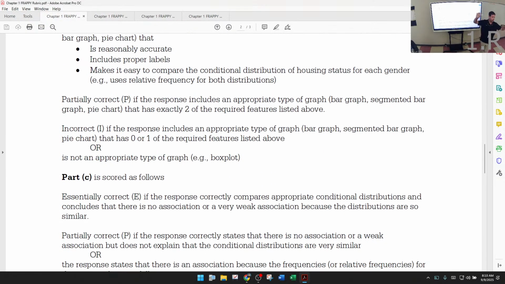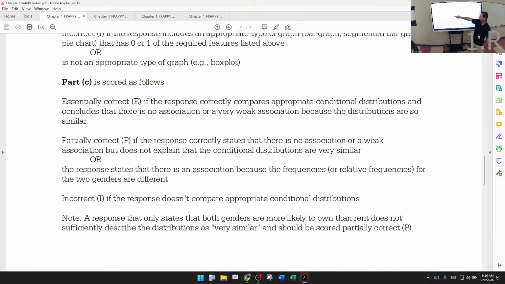Again, I'm not as concerned with this one yet in this course, right? Essentially correct: the response correctly compares appropriate conditional distributions. Remember, we talked about the conditionals. If we know they're male, then this. If we know they're female, right? There is no association or a very weak association because these distributions are so similar.